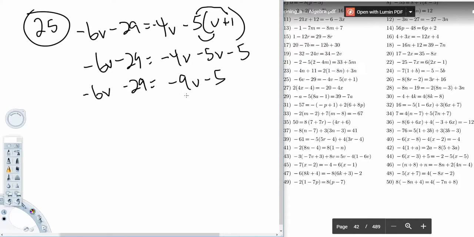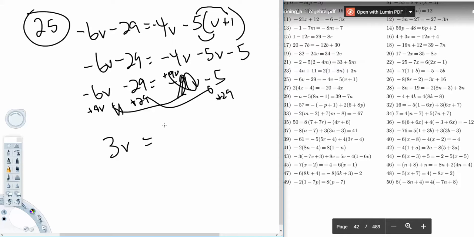So let's get rid of this bugger. Let's put this one over here, and let's put this one over here. So here I have a negative 9v, so I have to add 9v. And here I have to add 9v. What I do on one side, I do on the other. So this cancels out. This becomes negative 6v plus 9v equals 3v. Then here I add 29, and here I add 29. And the result is 24, right? Minus 5 plus 29 equals 24.